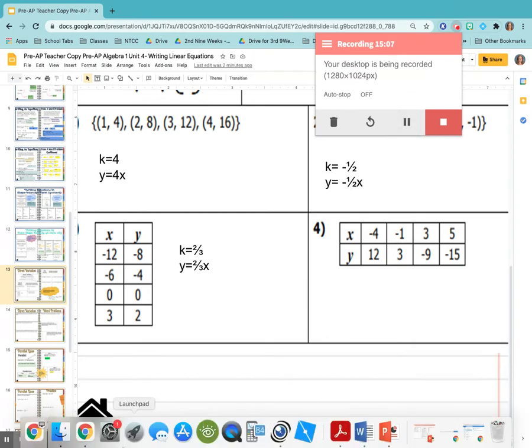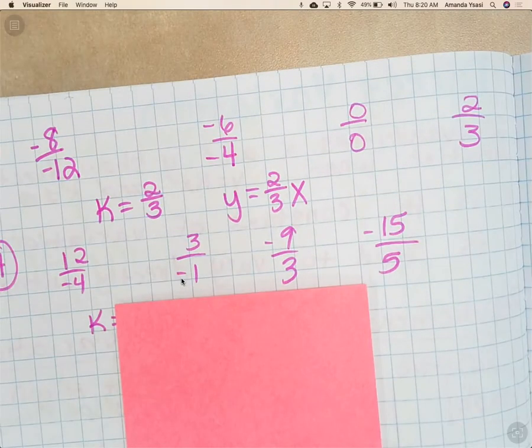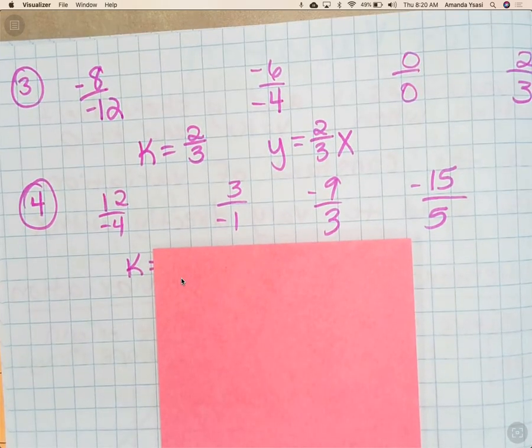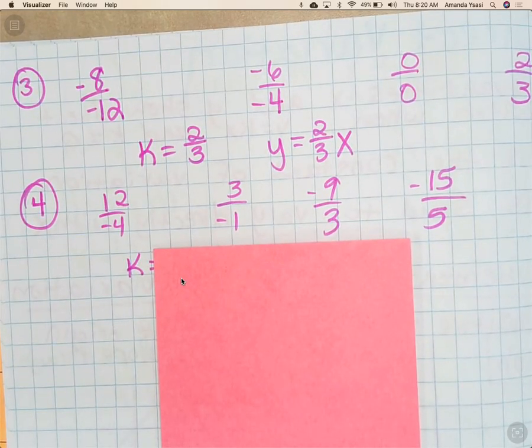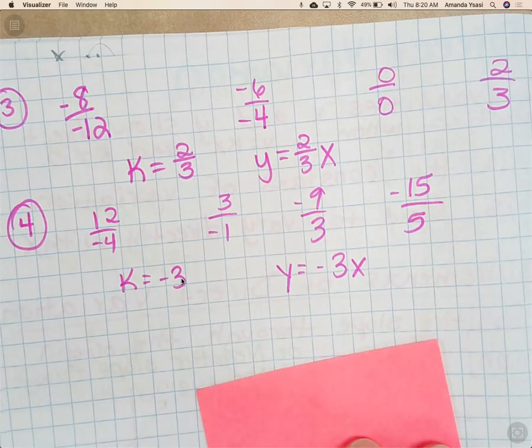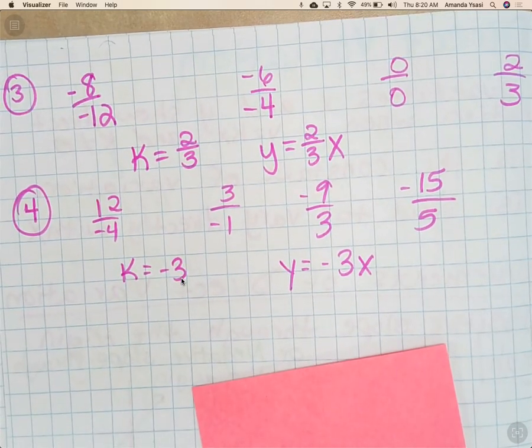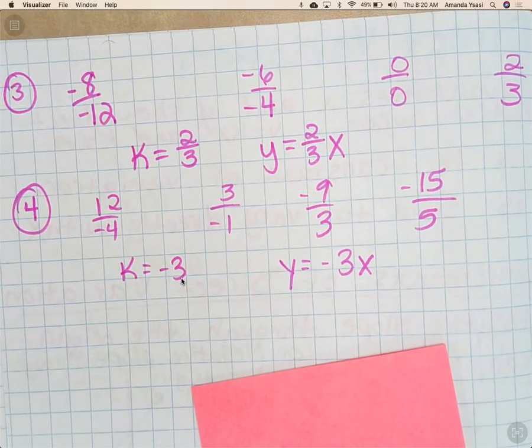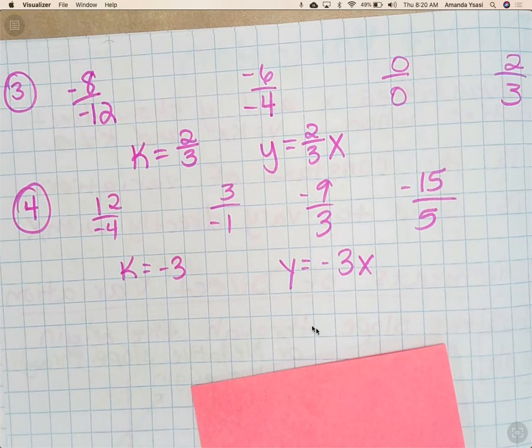Okay, let's go ahead and look at it. Here's what I wrote down, just the y over x. So whenever you reduce them, what do you get? k equals -3, and then what's the equation? Yep, good. So the -3 is your slope, and it's also your constant of variation.